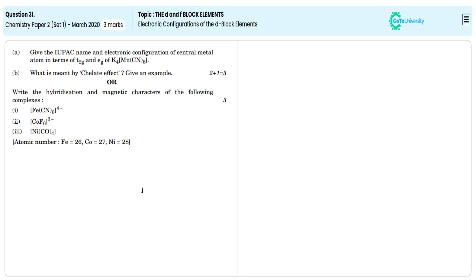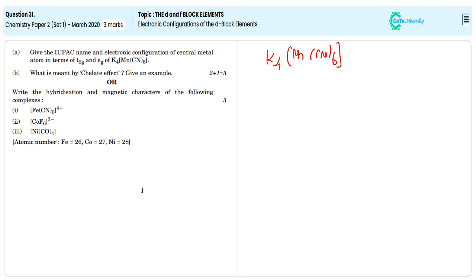In this question, they are asking to give the IUPAC name and electronic configuration of the central metal atom in terms of t2g and eg of a coordination compound, that is K4[Mn(CN)6]. First of all, we are going to give the IUPAC name of the compound. This is from the topic coordination chemistry. So here we are going to write the name.